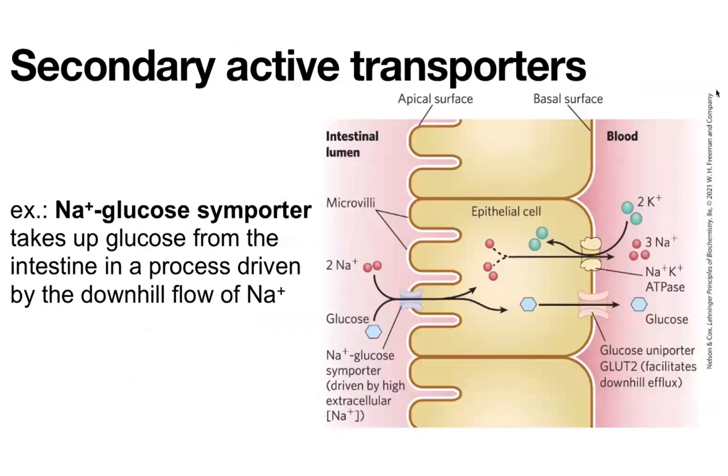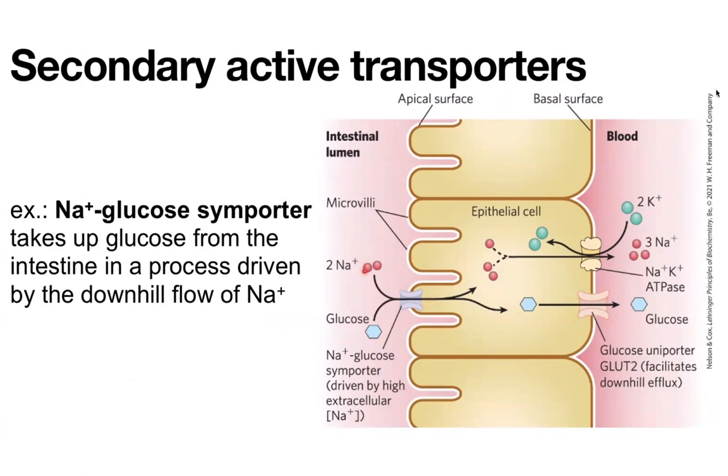We're not really going to talk about that many examples of this in particular, but one example is the sodium glucose symporter. What does it mean by a symporter? They're going to be traveling in the same direction. So you'll have this transporter that's going to allow sodium and glucose to come through at the same time.